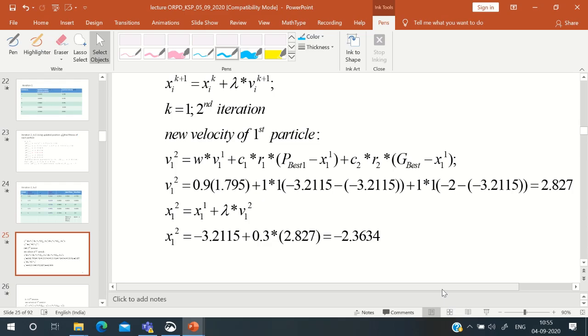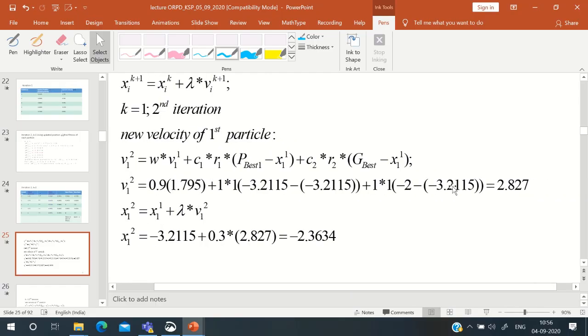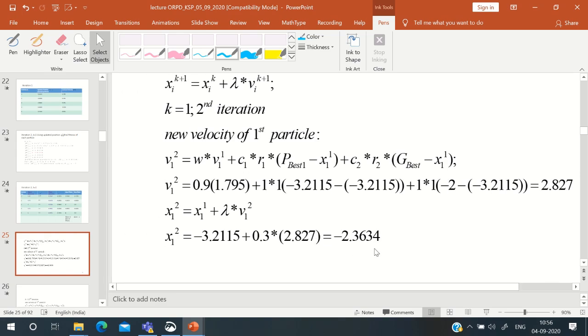And similarly find out the new position of the first particle, that is equal to x1 superscript 1 plus lambda v1. This is not a square, this is superscript 2, right? So the new velocity, the new step length, which is just obtained. So x1 superscript 2 is equal to the current position x1 1 plus 0.3 into this 2.8, so -2.3634. So this is the updated x value of the first particle at the end of second iteration, right?